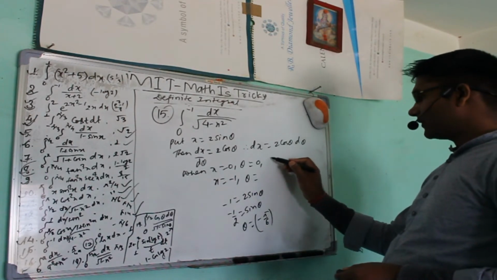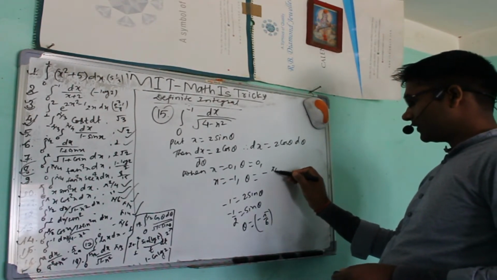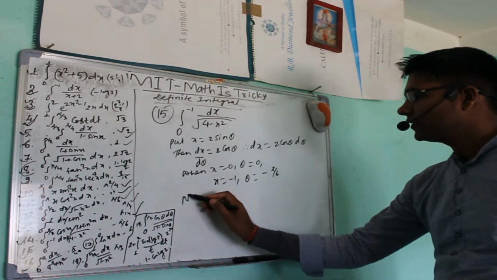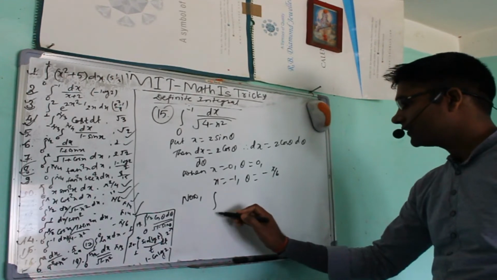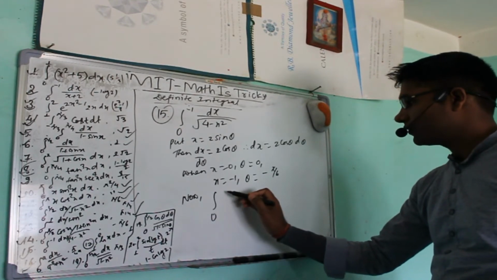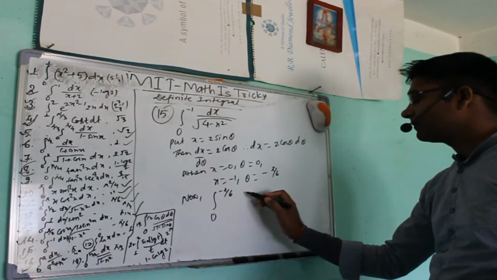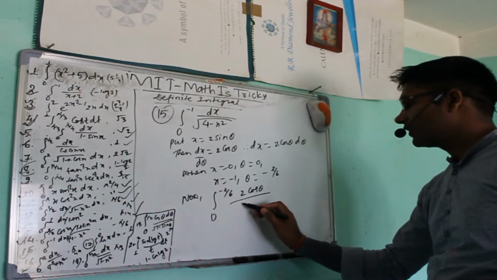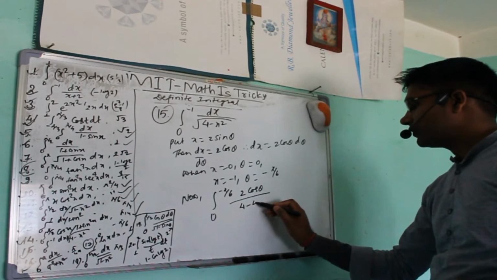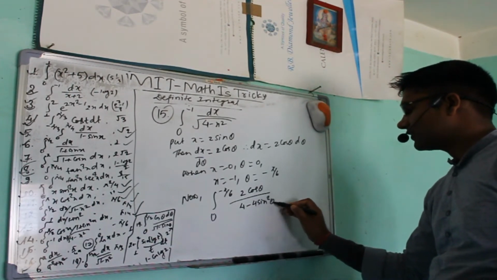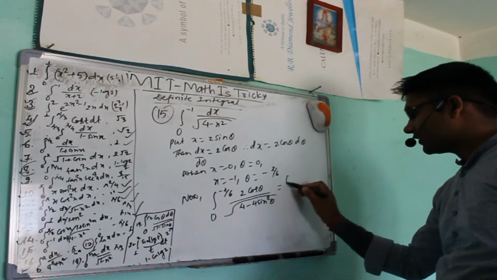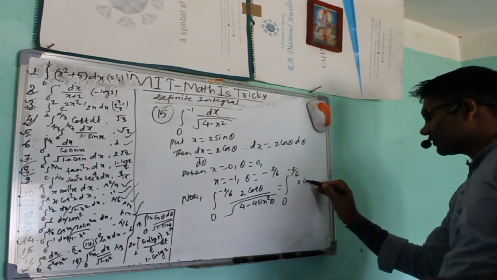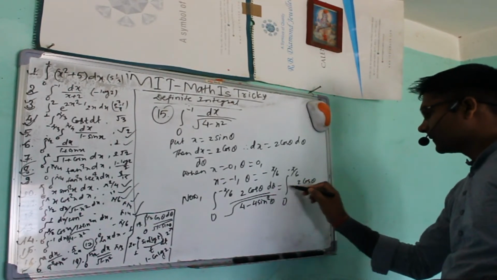Thank you so much. Let's see question number 12. Question number 12 is here. Question number 12 is integration from 0 to 1 by 2, dx by square root of 1 minus x square. So here let's put x equals sine theta, so that we'll get dx by d theta equals derivative of sine, which is cos theta, so that we can write dx equals cos theta d theta.